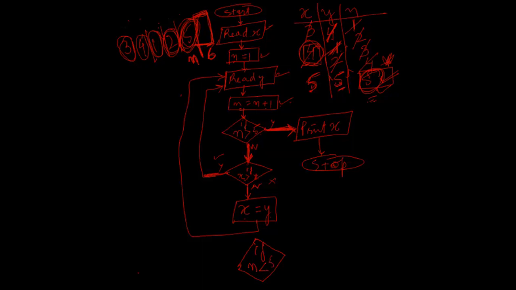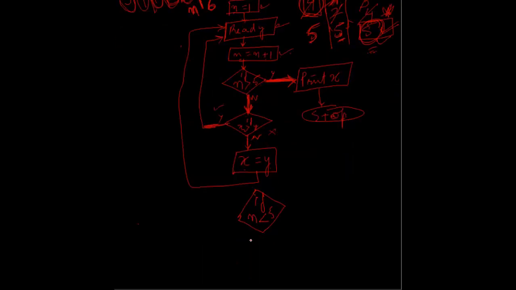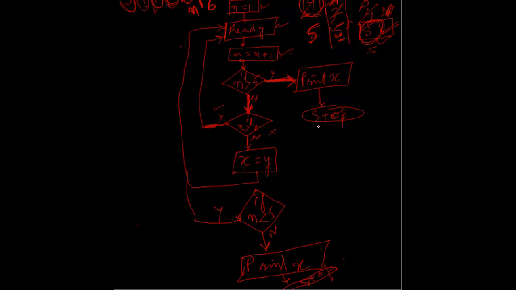If n is less than 5, okay, then you will go to this part. Yes, then you will go to this part. If it is no, then you have to print x and stop. Print x, and then you have to stop. Okay.